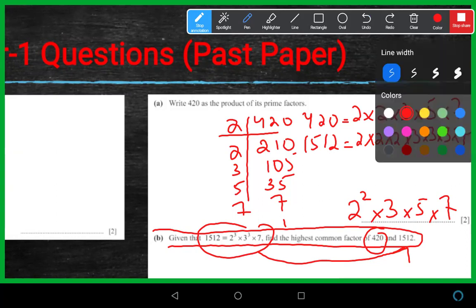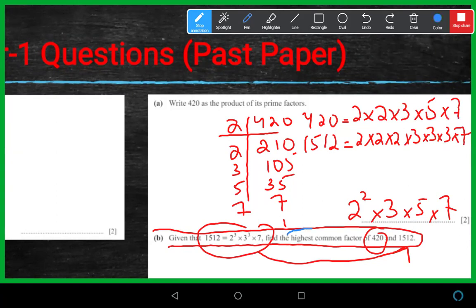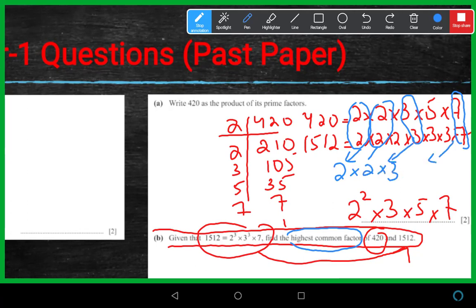Okay, now how can we find the HCF, highest common factor? The question is to find the HCF. So just circle the common part of both numbers, the common factors. So these are the common ones. So what do we get? We get 2 from here, and 2 from here, and then 3, and then 7. So we just need to multiply, then we get the HCF. 2 times 2 is 4, 4 times 3 is 12, oh sorry, I have written the wrong one. This is 7. So 2 times 2 is 4, 4 times 3 is 12, 12 times 7 is 84. The HCF will be 84.